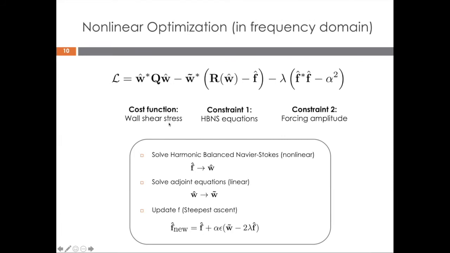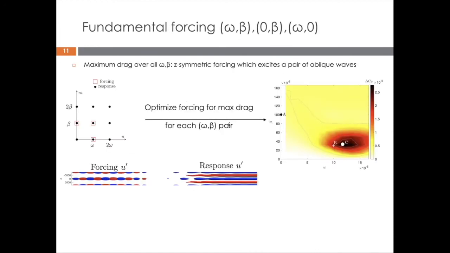And in that case, we're going to use the wall shear stress, which is the most representative measure in order to understand the transition mechanism. Instead of constraining the equations with the expensive DNS, we're going to constrain it with a harmonic balance Navier-Stokes, truncated at a specific order, and we're going to solve this problem with adjoint looping.